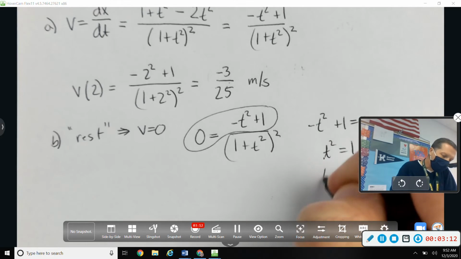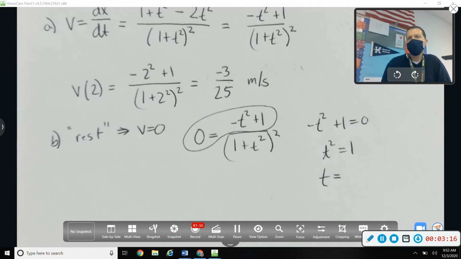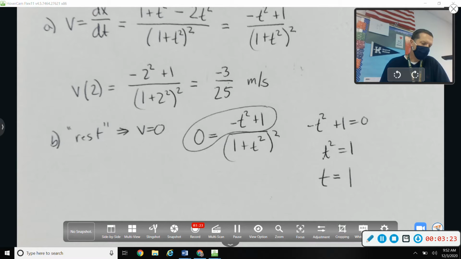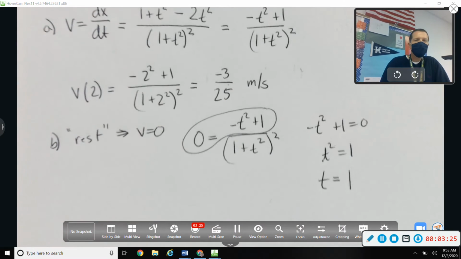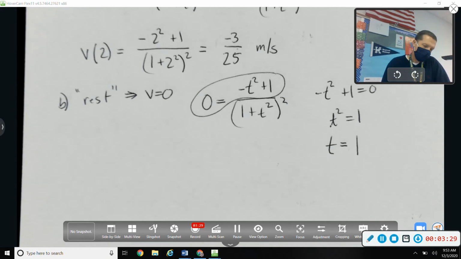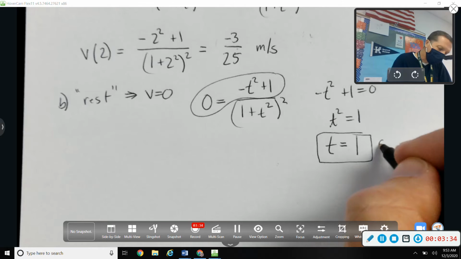So t squared equals 1. Oh, here's the plus or minus thing that we need to be careful about, as long as we only get a positive one, because it said earlier that t had to be greater than 0, so we're not concerned about negative times. So at t equals 1, the particle is at rest.